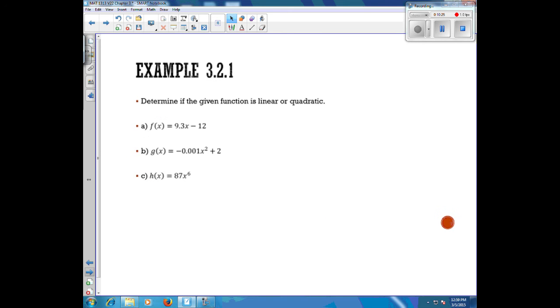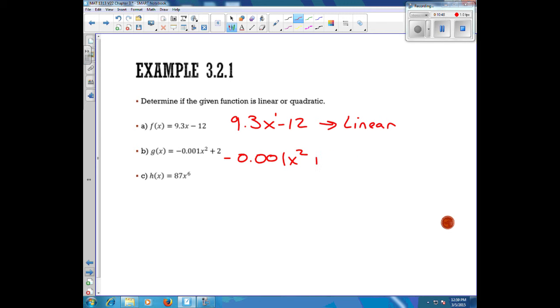So let's see if we can determine if these functions are linear or quadratic. First one, 9.3x minus 12. And this is x to the first power. And so this one is linear. Negative 0.001x squared plus 2. And now we have x to the second power. And so this one's quadratic.